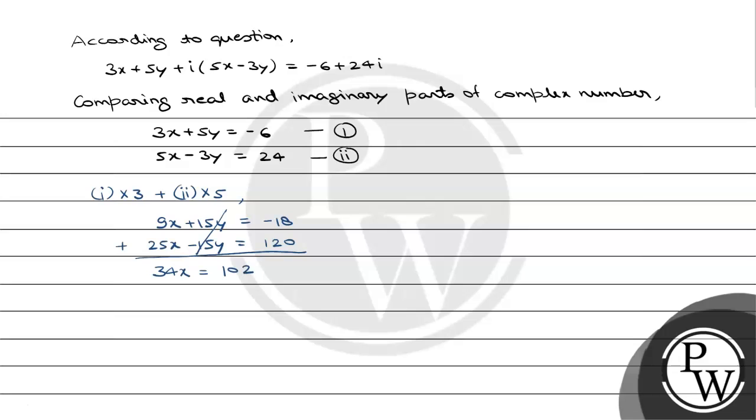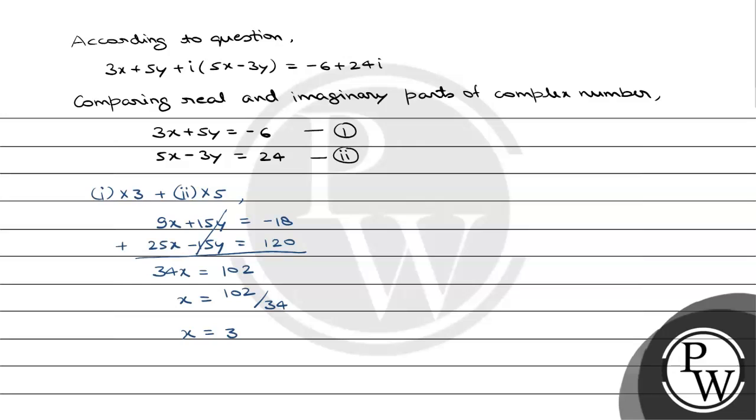Now to find out x, we take 34 to the other side, so we will get x equals 102 divided by 34. So 34 times 3 gives us 102. So the value of x here is 3. So we have got the value of x.